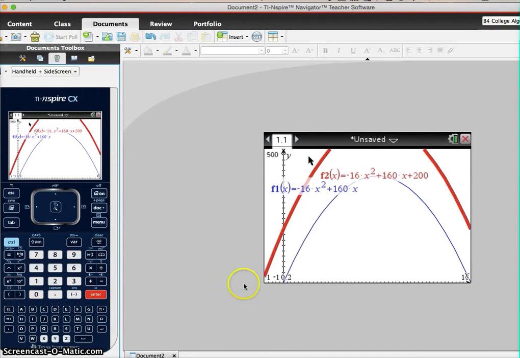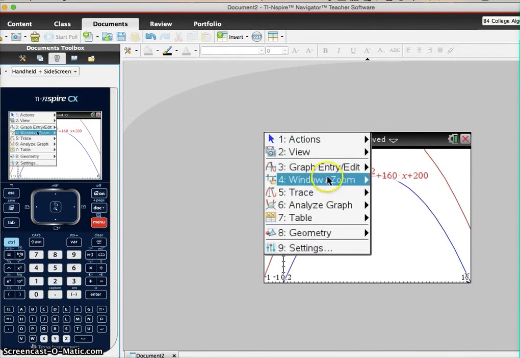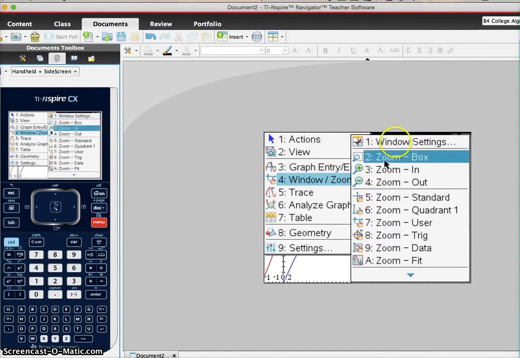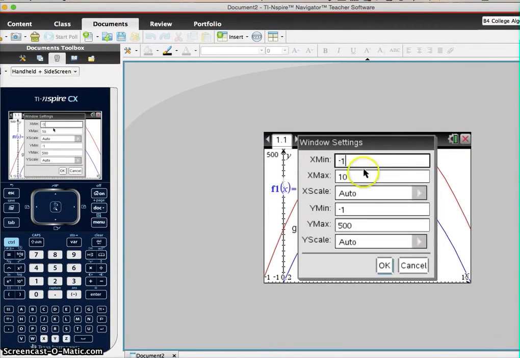Now, in doing that, we also have to adjust our window. Remember how we adjusted the window? Well, let's see. We went to Menu. You went to Window, which is number 4, Settings. And because the rocket is going to be in the air longer, I'm going to run this out. So how far? Well, let's just try some things. Try 15. See what would happen.